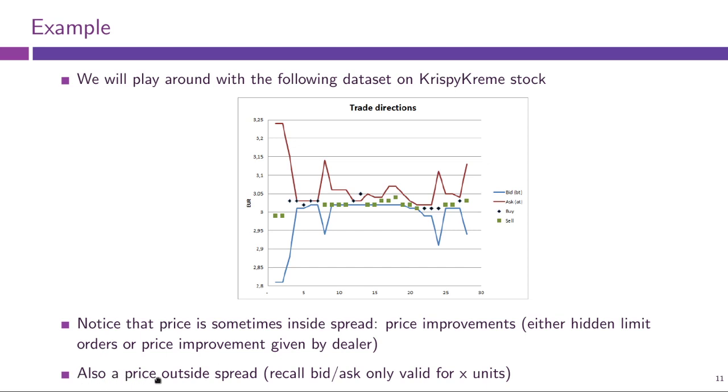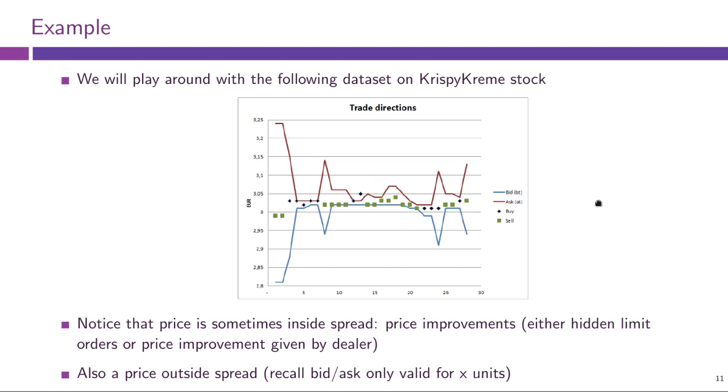Another thing about this graph is that there is one price here, this one, that is outside the spread. And this is actually much easier to explain. These bid and ask prices are the best prices available in the market, but they are only valid for a limited quantity, for a limited trade size. So if a trader arrives in the market and wants to trade more than the best limit order currently offers, then the trader would have to go deeper into the book, fully exhaust the best quote, and then go deeper to the second best quote, and so on, if they want to trade a lot. So this is the data set we will be playing with.